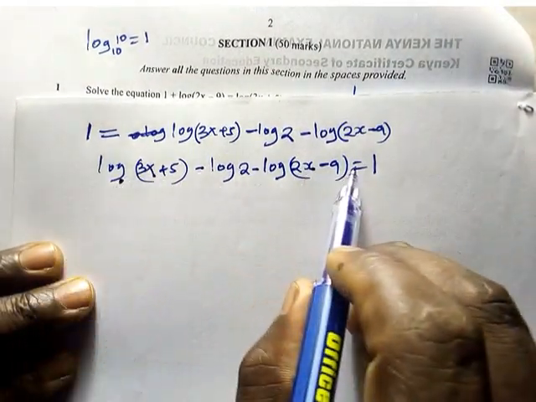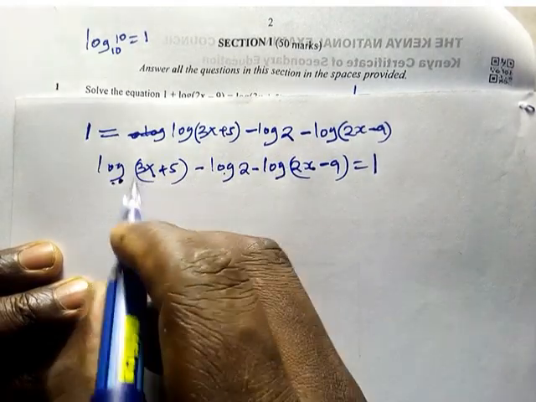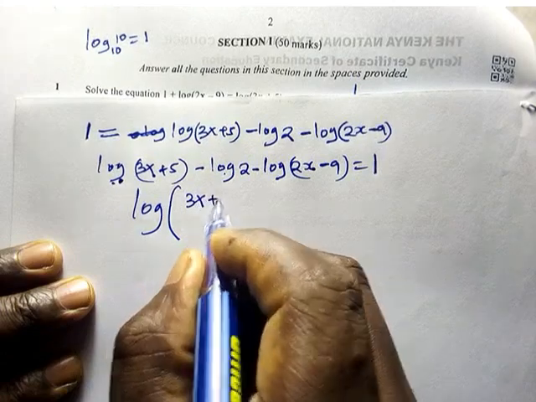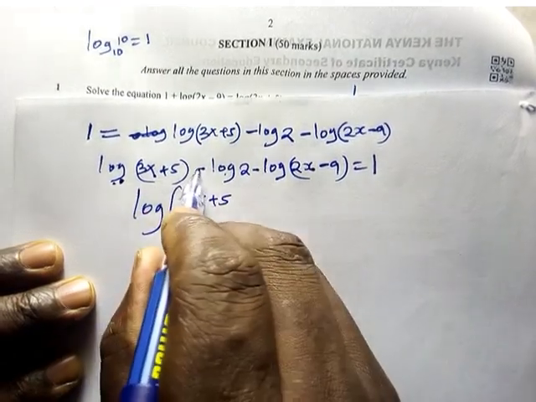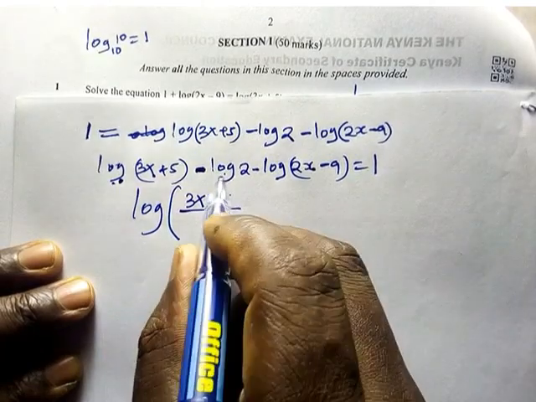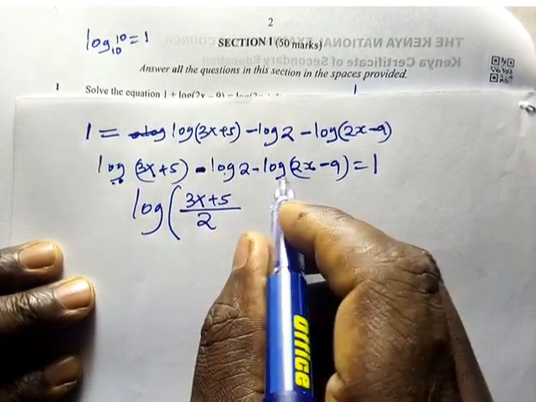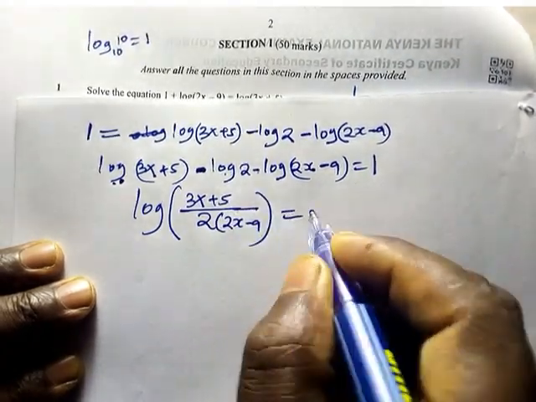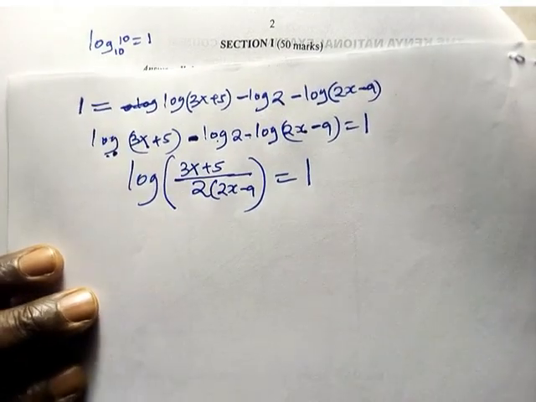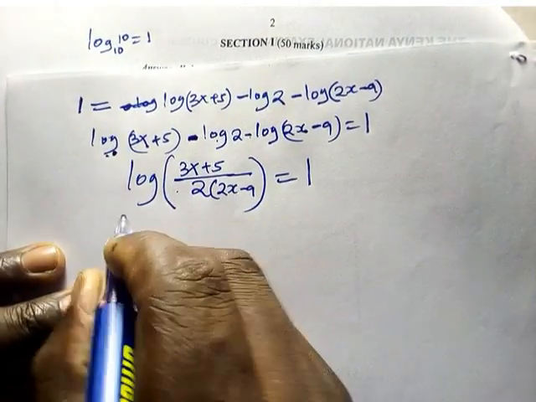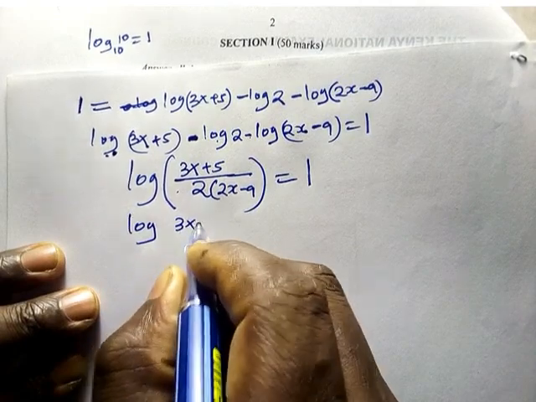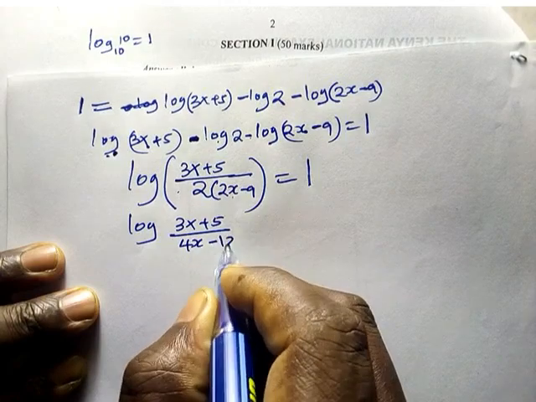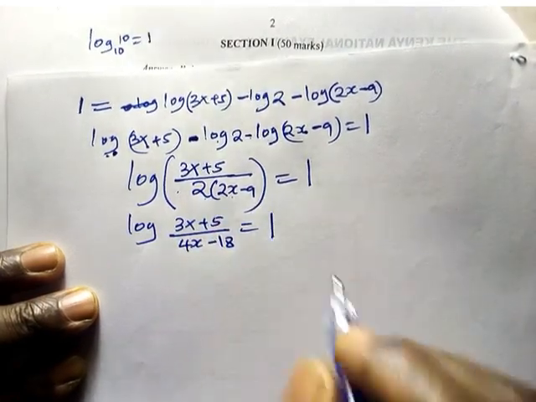Now that we have all logs, we introduce one log, because the log is common, into 3x plus 5. Subtraction means you divide, so divide by 2 and then divide by (2x minus 9), and this is equal to 1. We can simplify this: log of (3x plus 5) divided by (4x minus 18) is equal to 1.